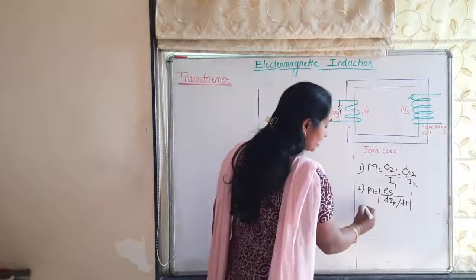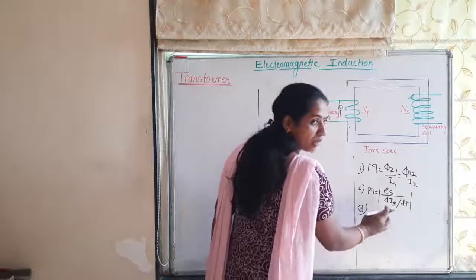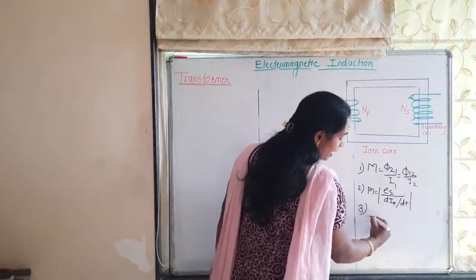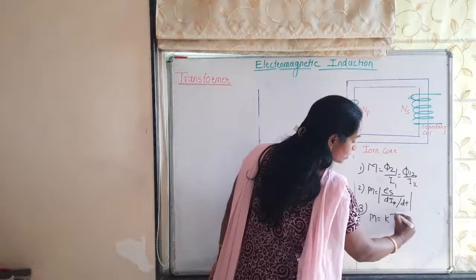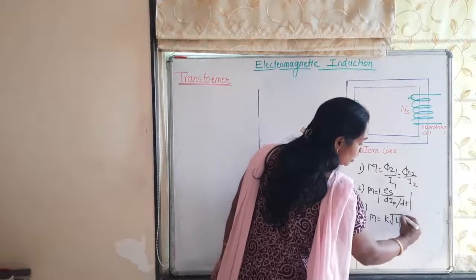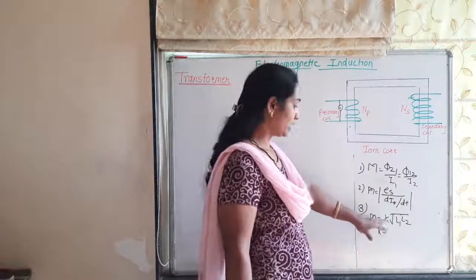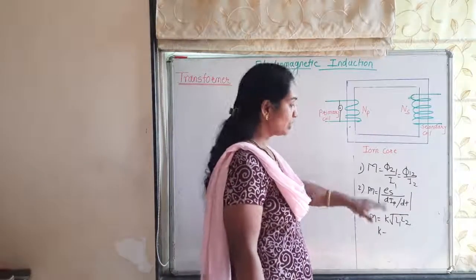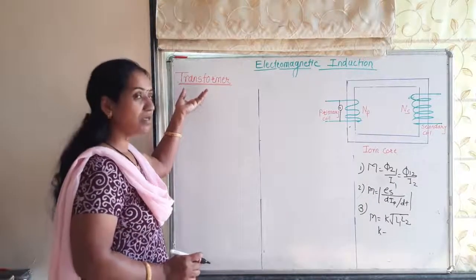Then the last point in the last video: the coefficient of coupling between two circuits. According to this definition, mutual inductance is equal to K square root of L1 into L2, where K is called the coefficient of coupling. So in today's video we are going to study the transformer.